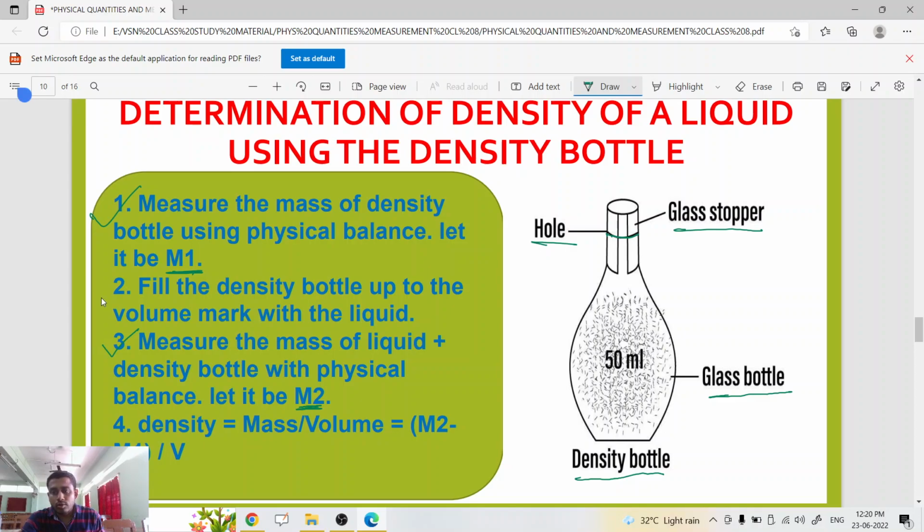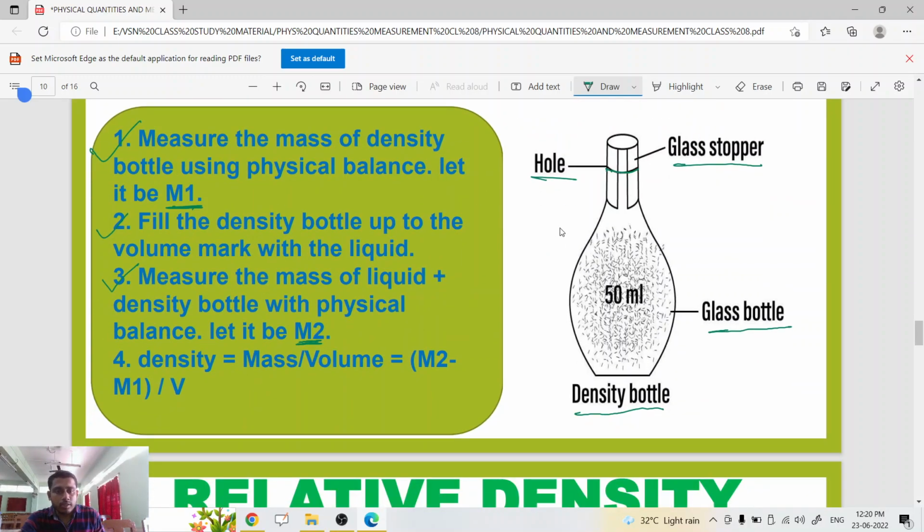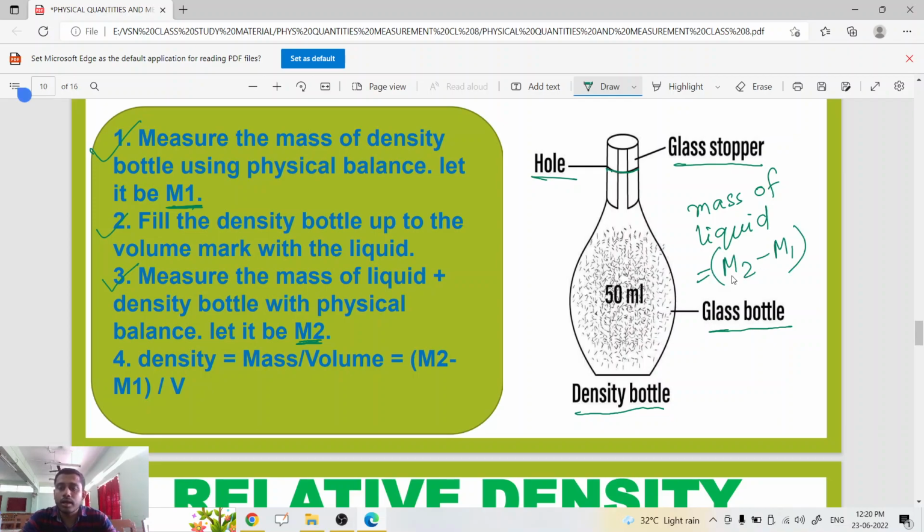So now what is the actual mass of the liquid? Simple. Mass of liquid is equal to m2 minus m1, because m2 is the mass of the density bottle with liquid, and m1 is only the mass of the density bottle.